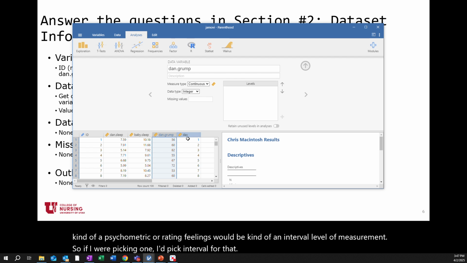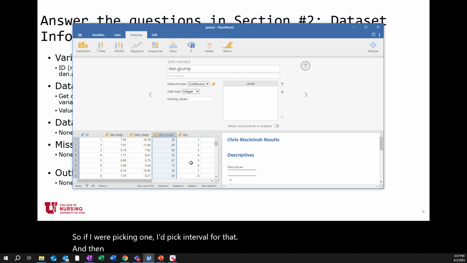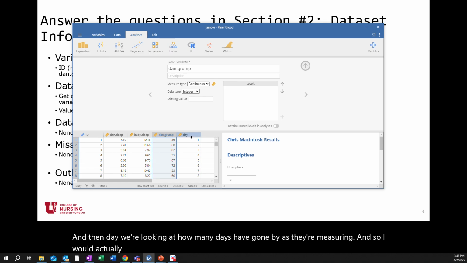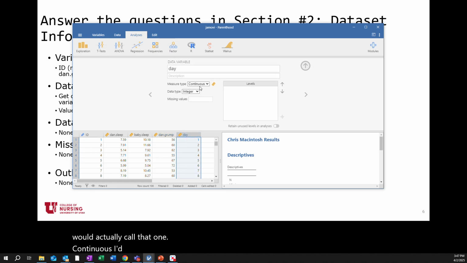And then day, we're looking at how many days have gone by as they're measuring, and so I would actually call that one continuous. I'd call that ratio level of measurement, and integer is just fine.